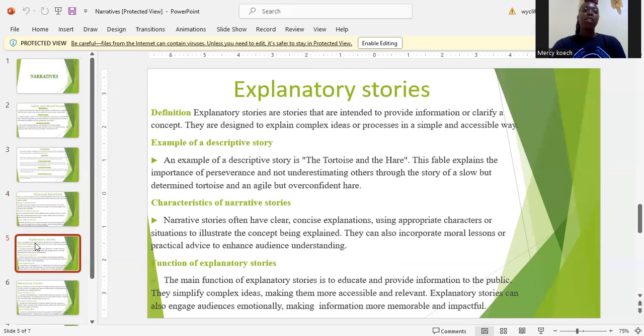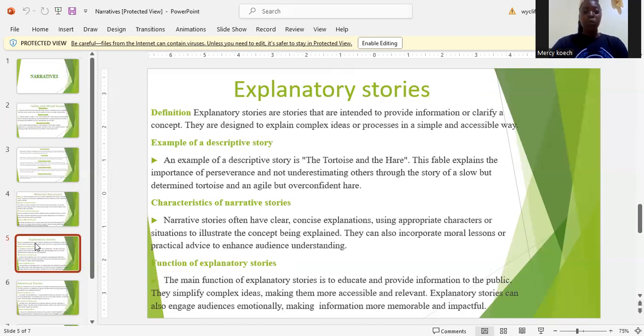The next one is explanatory stories. Definition. Explanatory stories are stories that are intended to provide information or clarify a concept. They are designed to explain complex ideas or processes in a simple and accessible way.